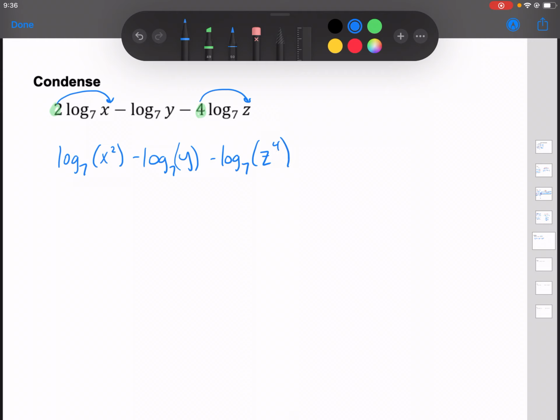Now there is subtraction, so that means when I put this all in one log, there will be a denominator. Any of the logs that are positive, those arguments will go on top, so just the x squared. The logs that have a negative in front, those arguments will go on the bottom, so we'll have a y times z to the 4th on the denominator. So that's where these come from, and this comes from this.